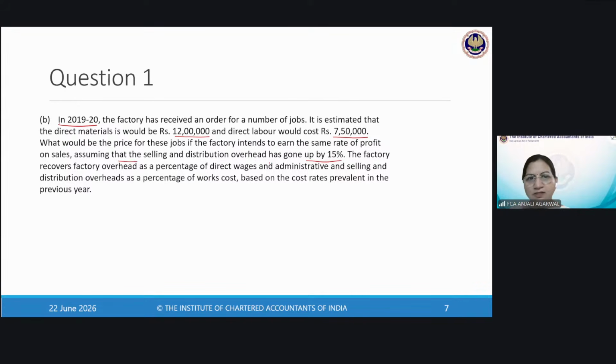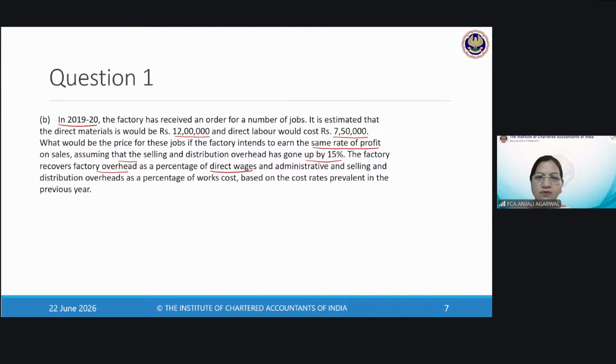So it is asking us to find the total sell price for a job where direct material is 12 lakh, labor is 7,50,000, and rest all the expenses are same, but the selling and distribution overheads have gone up by 15%. And we want to earn the same rate of profit. The factory recovers factory overheads as a percentage of direct wages.